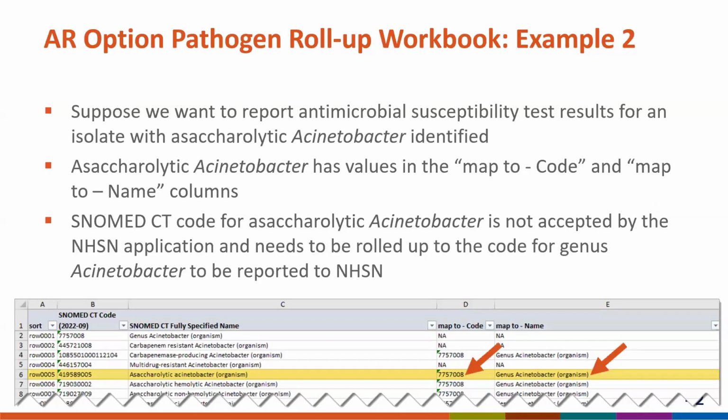So let's go over another example with the AR option pathogen roll-up workbook. Suppose we want to report antimicrobial susceptibility test results for an isolate with asaccharidotic Acinetobacter identified. Asaccharidotic Acinetobacter has values in the MAP2 code and MAP2 name columns, as you can see in the screenshot at the bottom there. That means that the SNOMED CT code for asaccharidotic Acinetobacter is not accepted by the NHSN application and needs to be rolled up to the code for genus Acinetobacter to be reported to NHSN.